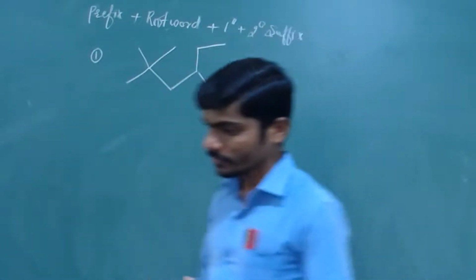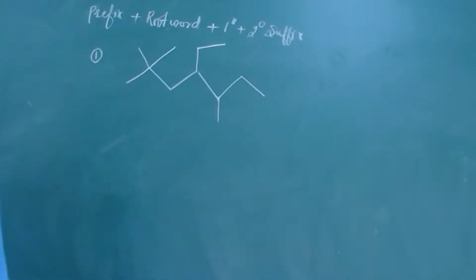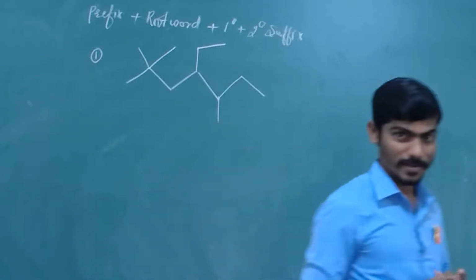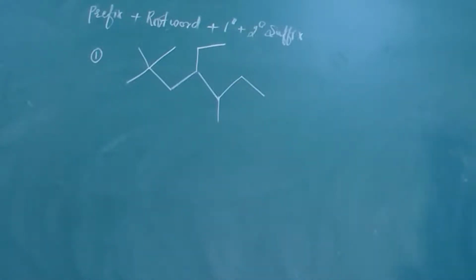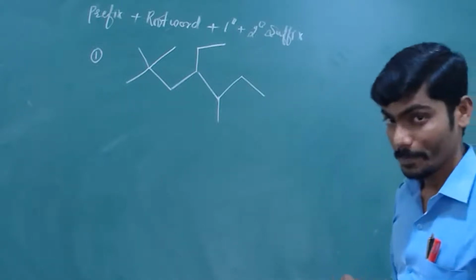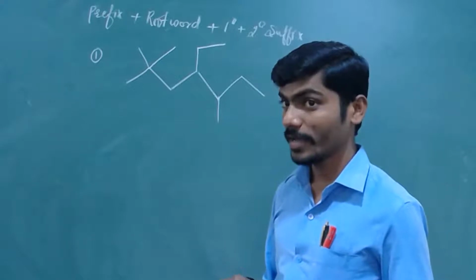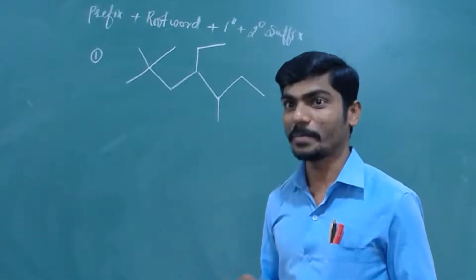Check for a small mistake. Almost correct, small mistake. 4-ethyl, 2,5-trimethyl heptane, correct?